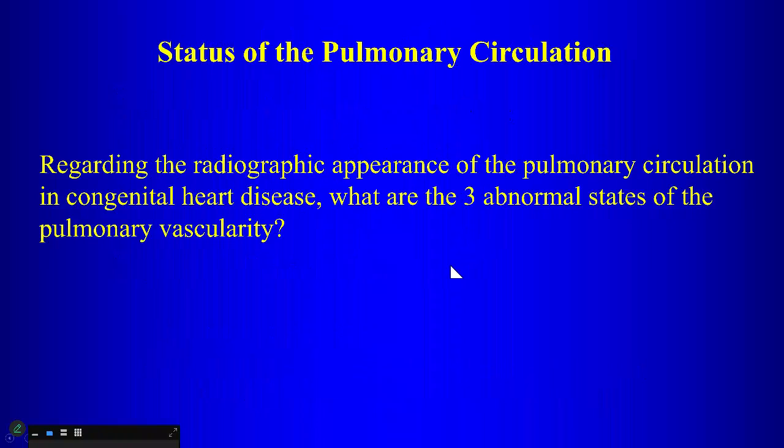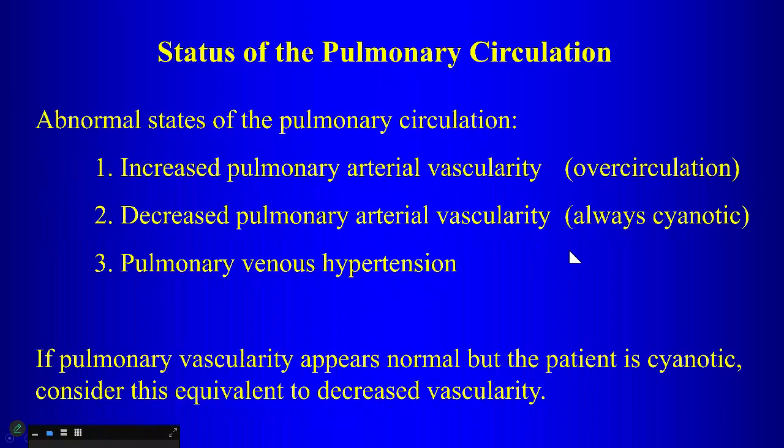So regarding the radiographic appearance of the pulmonary circulation in congenital heart disease, there are three abnormal states of pulmonary vascularity. What are these three abnormal states? Increased vascularity, right? Decreased vascularity. And the third state is pulmonary, no. Normal is not abnormal, right? Remember, pulmonary venous hypertension, right? The question asks for the three abnormal states. Pulmonary venous hypertension or failure is the last.